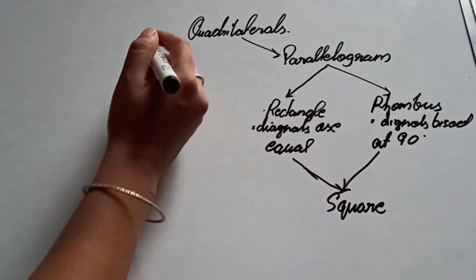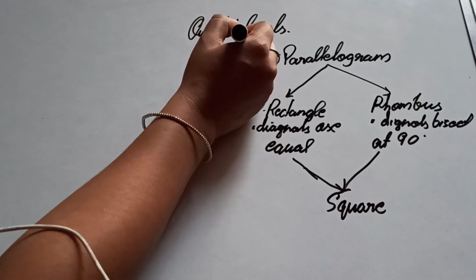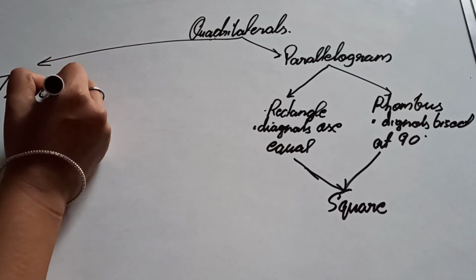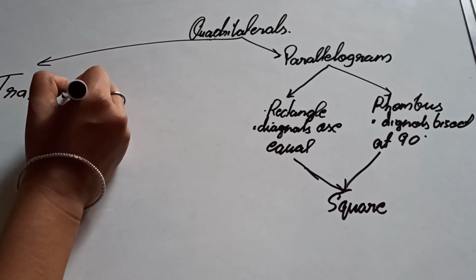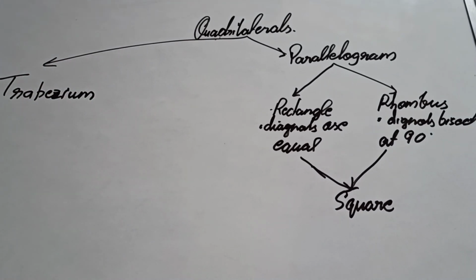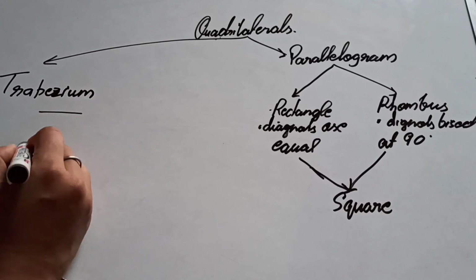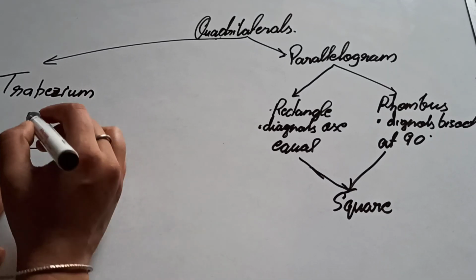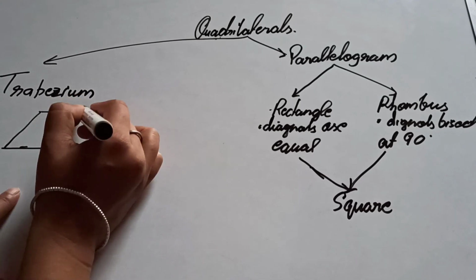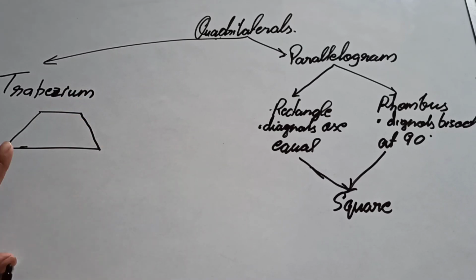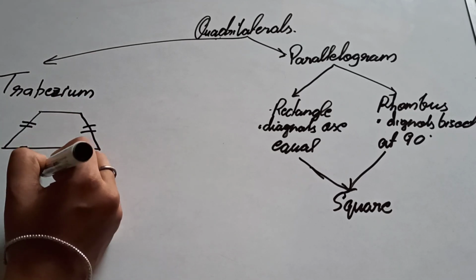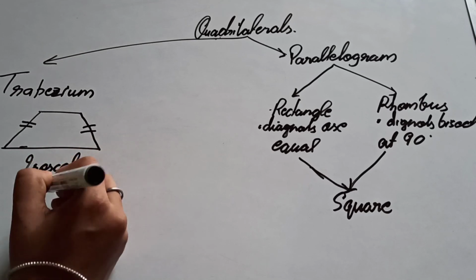There are some other quadrilaterals also, such as the trapezium. A trapezium is a quadrilateral in which one pair of opposite sides is parallel and the other pair of opposite sides is non-parallel. If these non-parallel sides are equal, if this side is equal to this side, it is called an isosceles trapezium.